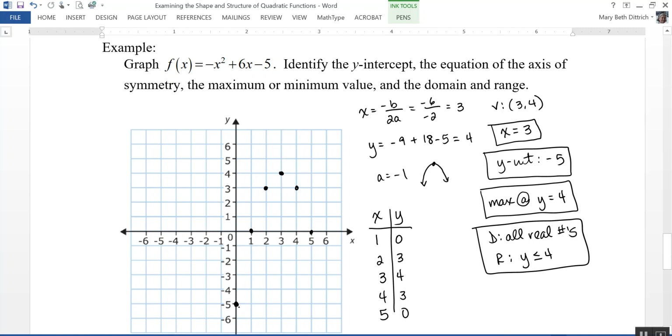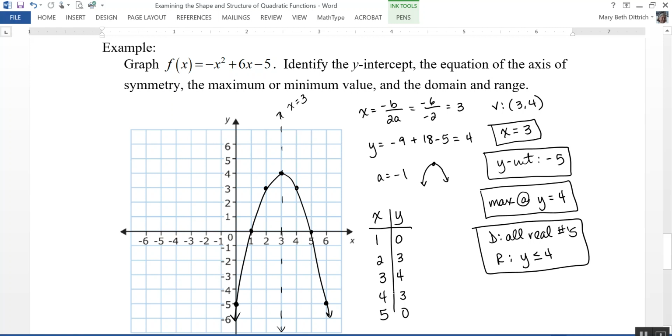And actually, I had my y-intercept over here. Since it's going to be symmetric about this line here, that's my axis of symmetry, x equals 3, I know that then there's going to be a point over here as well. And then we just connect those. And I think I got all the parts. Y-intercept, axis of symmetry, maximum or minimum, domain and range, table of values, and a graph.